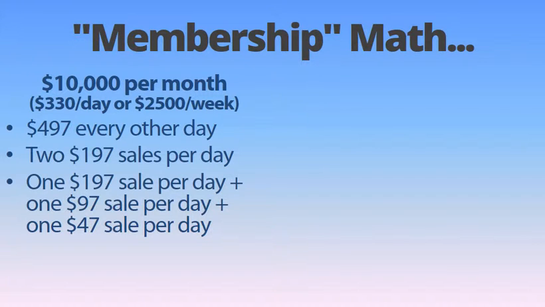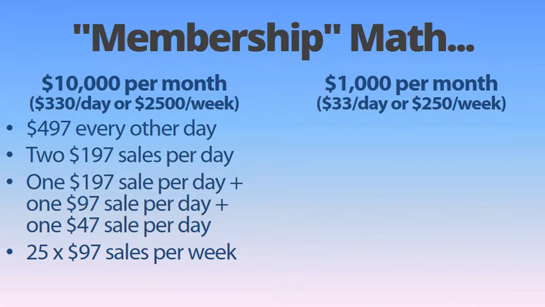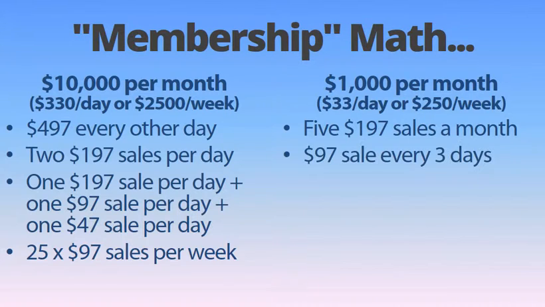Or maybe if every day you just made a 197, 97, and a 47, just every day, that would add up to 10 grand a month. Or even if you sold more low ticket, just 25 sales at $100 a week. Or even just to get it really, really basic, an extra $1,000 a month from whatever this new project, this new income stream of yours is, $33 a day or 250 a week. That's just 5 sales a month at $197. Not even every day or every other day, or a $97 sale every 3 days.